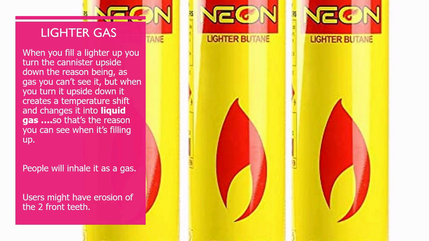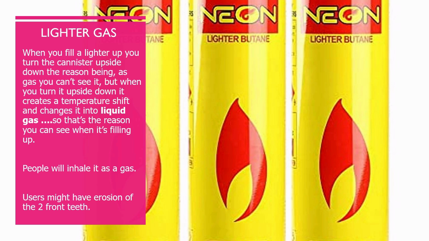Lighter gas. When you fill a lighter up, for example, you turn the canister upside down. The reason being, as gas, you can't see it, but when you turn it upside down, it creates a temperature shift and changes it into liquid gas. So basically, that's the reason you can see it when it's filling up. People will inhale it as a gas. Users also might have erosion of the two front teeth.